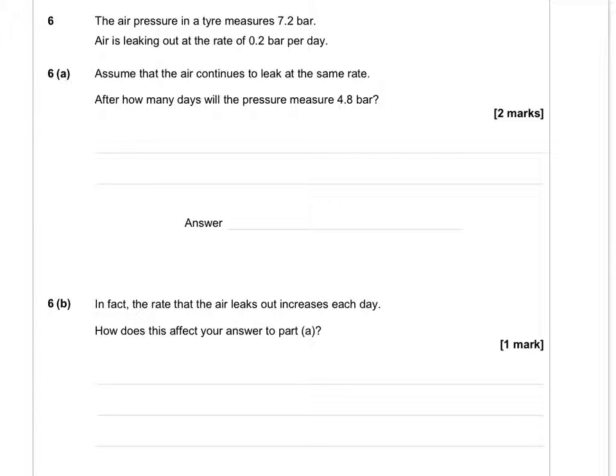Okay, so question 6. The air pressure in a tyre measures 7.2 bar and air is leaking out at the rate of 0.2 bar per day. Assume that the air continues to leak at the same rate. How many days will the pressure measure 4.8 bar? Right then, so how much pressure are we looking to lose? And how long is that going to take? So that's essentially what we're asked to do.